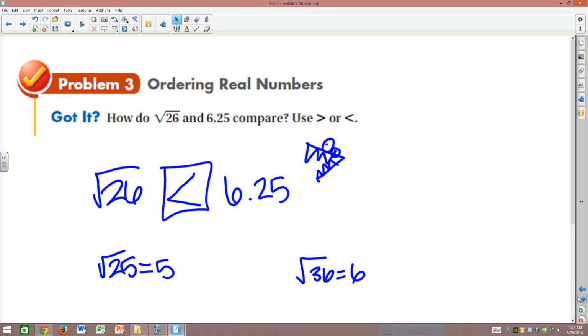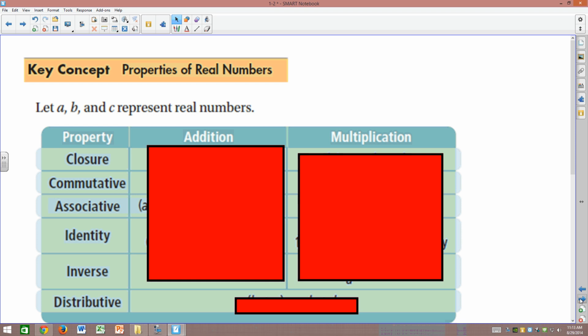What about sometimes this line goes underneath? What does that mean again? Equal. Okay, so less than or equal. And it's got to be exactly equal to, not close. Right. Exactly.